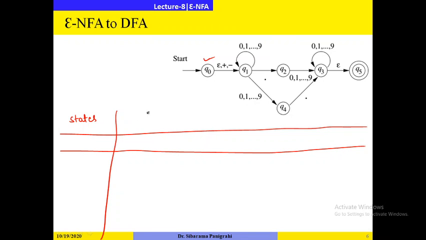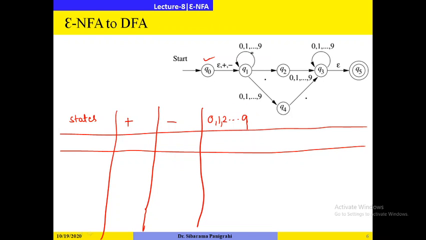So here, what are the input alphabets? One input alphabet is plus. What is the other input alphabet? It's minus. Next, what is the other input alphabet? 0, 1, 2, dot dot dot 9. So 0 to 9. So these are one input alphabet.